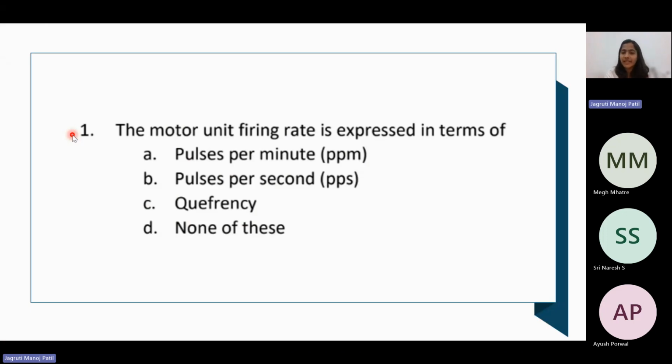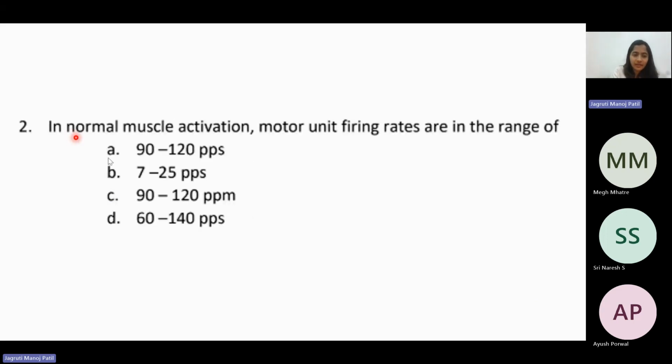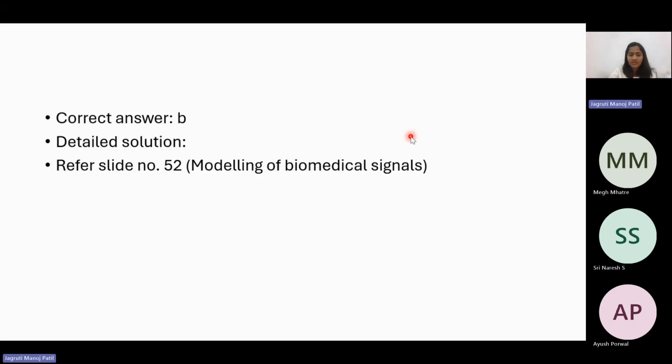So the motor unit firing rate is expressed in terms of pulses per minute, pulses per second, cubic frequency, or none of these. Which one? Option B. Yes, in pulses per second. Then probably this is something to remember. In normal muscle activation, the motor unit firing rates are in the range of, I guess this was 7 to 25, right? Yes, ma'am. Probably it was 7 to 20.